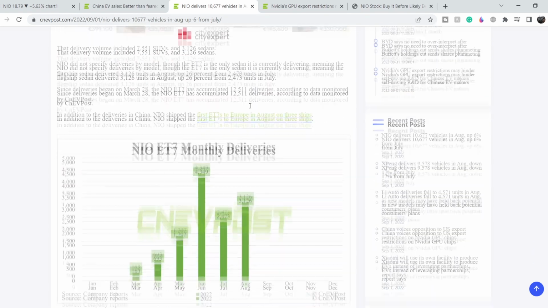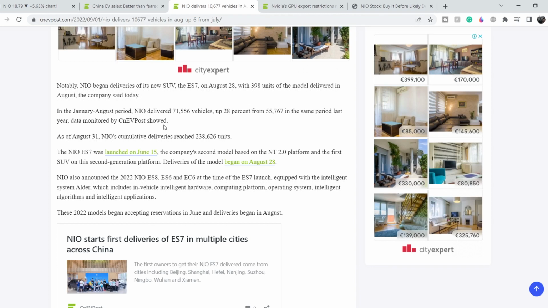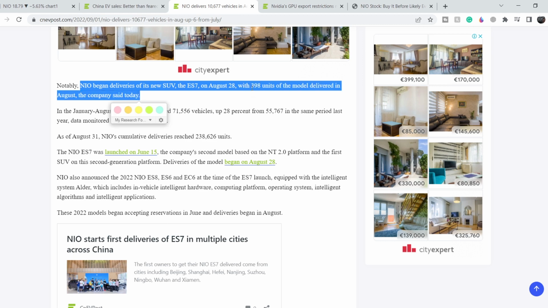On top of this information, let me show you that the new deliveries of the NIO ES7 began on August 28th, and they already delivered almost 400 units of this model. Definitely, in my opinion, it is a very good number, and as I mentioned in my previous video, a lot of potential customers were awaiting the new model launch, and that's why the latest data might not be as impressive as it could be. And for now, I think in September, definitely we might see even higher numbers.